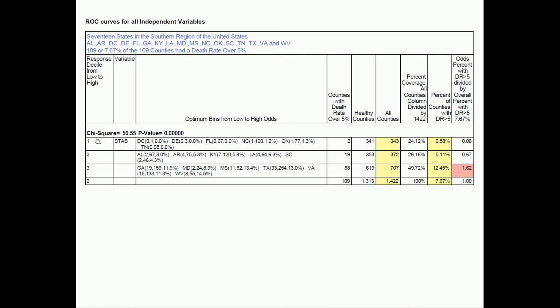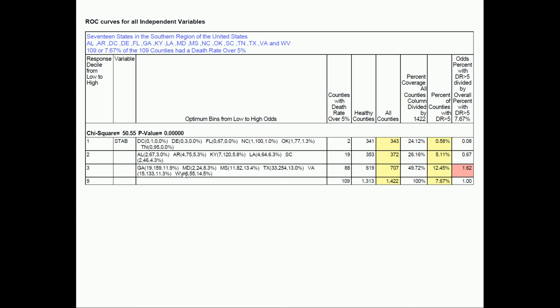Let's start by looking at, first of all, the chi-square of 50.55, which is just astronomically significant. So these states can be used to classify risk quite effectively, from lowest risk to highest risk. Lowest risk is 1, highest risk is 3. Now if we look at the high risk area, we've got Georgia, Maryland, Missouri, Texas, Virginia, and West Virginia. Georgia had 19 counties with a death rate over 5% out of 159 counties, or about 12%.